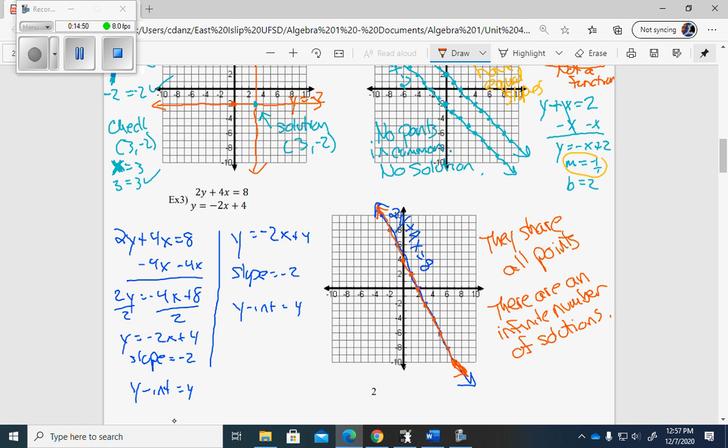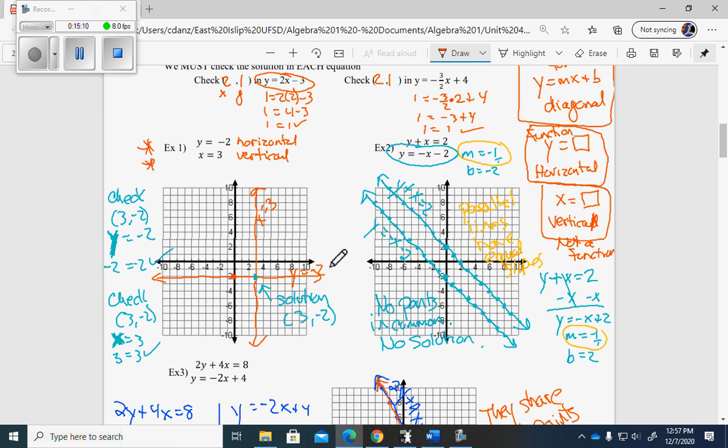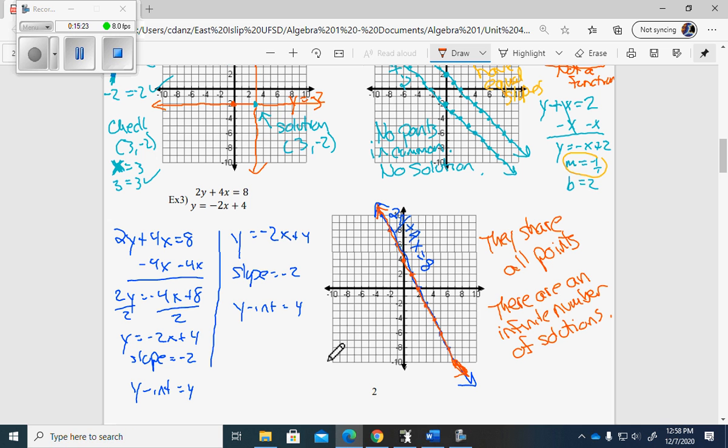So when we solve a system of equations, our goal is to find the point or points that they have in common. If there is one point in common, you should do a check to make sure you graphed your lines properly. If there aren't any points in common because the lines are parallel, there's nothing to check. A check is so that you can see if the point you chose is correct. I didn't choose any point. I have nothing to check. There is no solution.